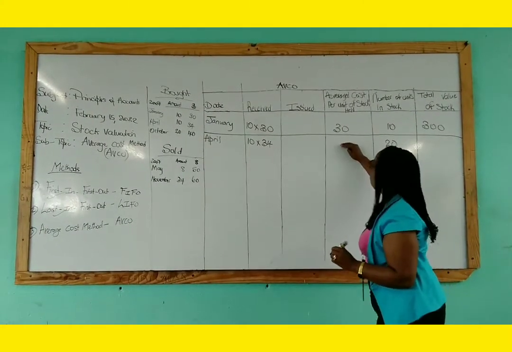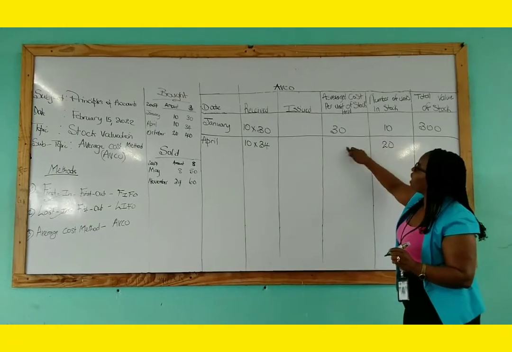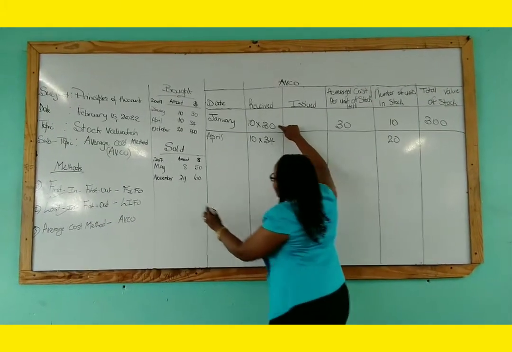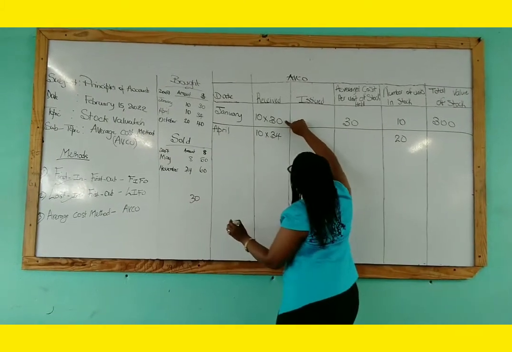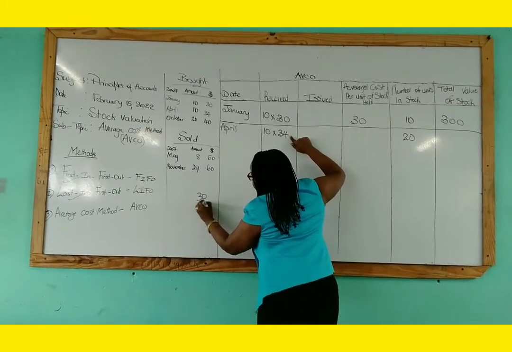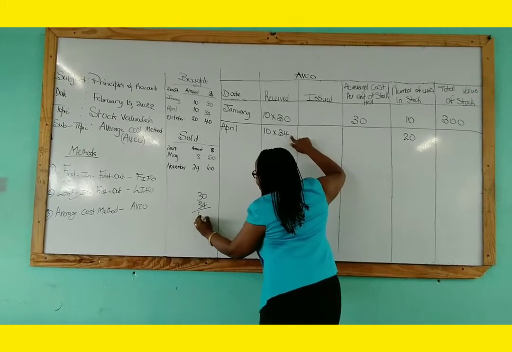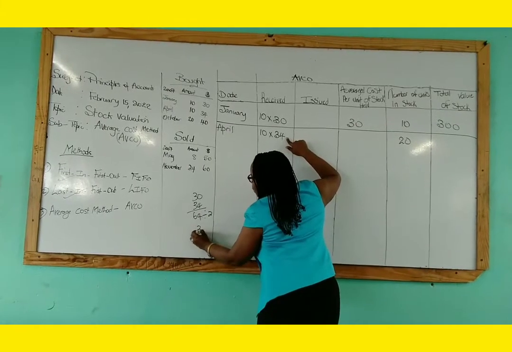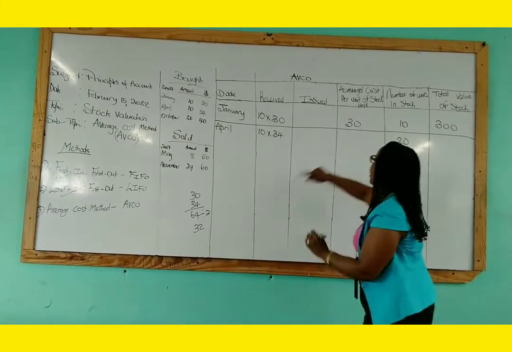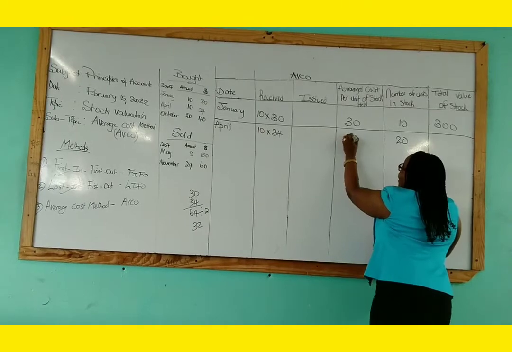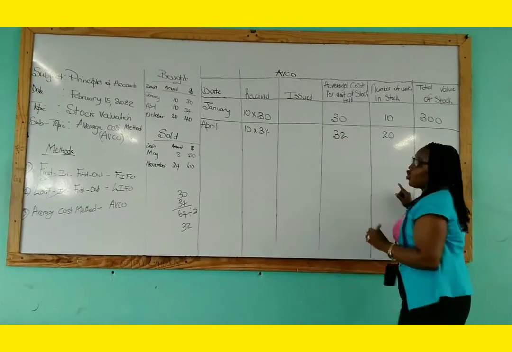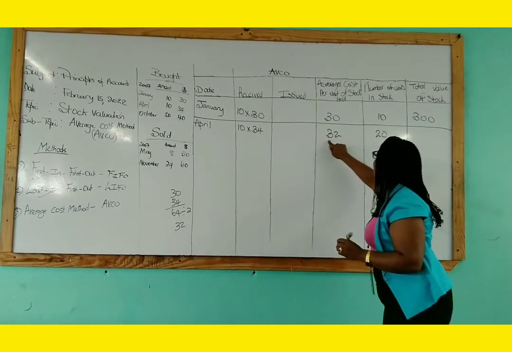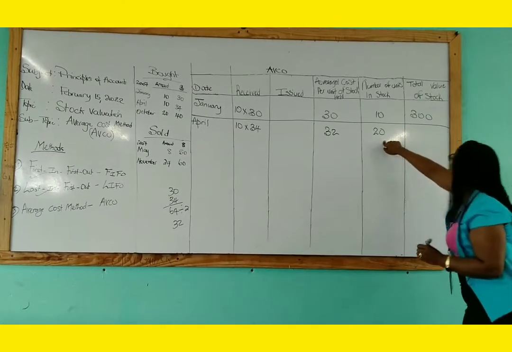Now you are wondering, what am I going to put here for the average? In order to get the average, you have to add this 30 in January and this 34, and you're going to get 64. And you then divide it by 2 and it gives you 32. So it's the 32 that you're going to put right here. And then you're going to multiply the 32 times the 20 to get your total.